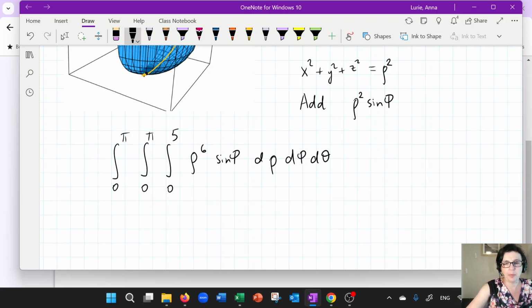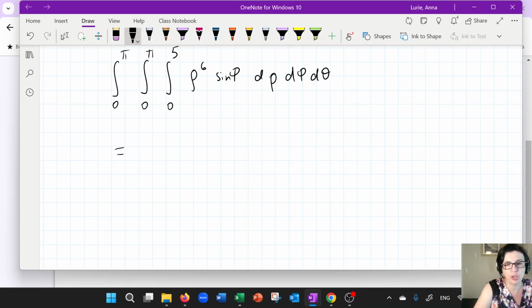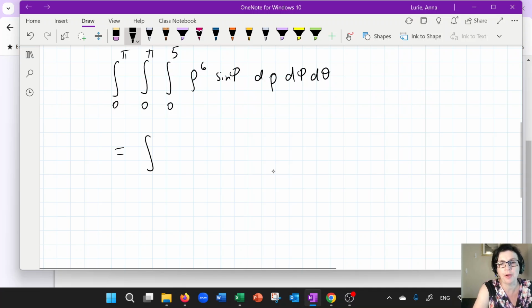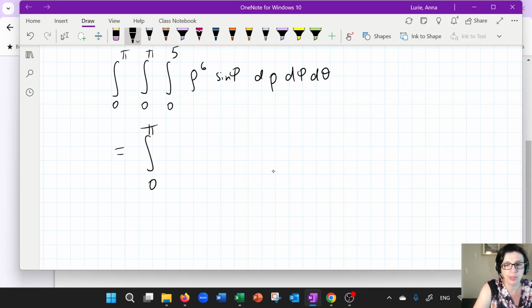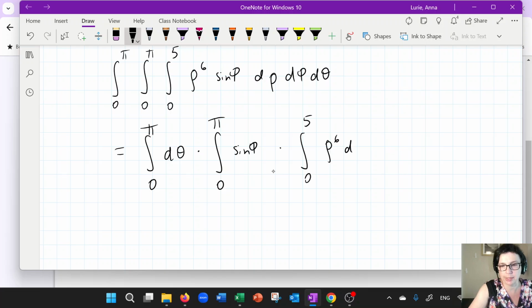Now, the easy part here is that this integral is actually splittable into 3, because the limits are all constants and the function itself that you're integrating can be split apart. It's a product. So for theta, since we don't have theta at all, that's just going to be the integral from 0 to pi of d theta. For phi, it's going to be the integral from 0 to pi of sine phi. And for rho, it will be the integral from 0 to 5 of rho to the 6.